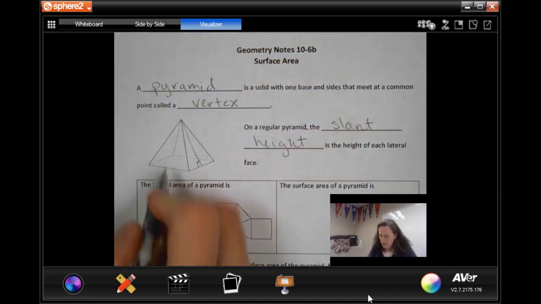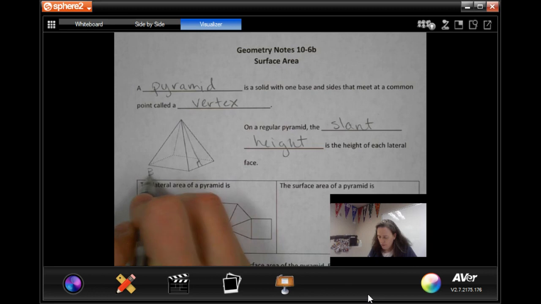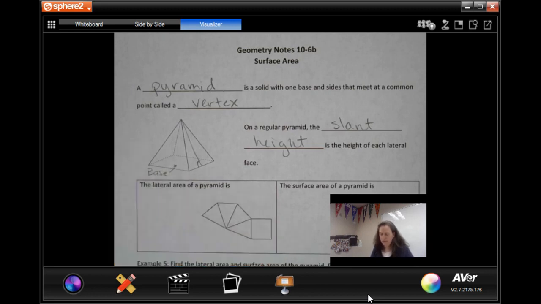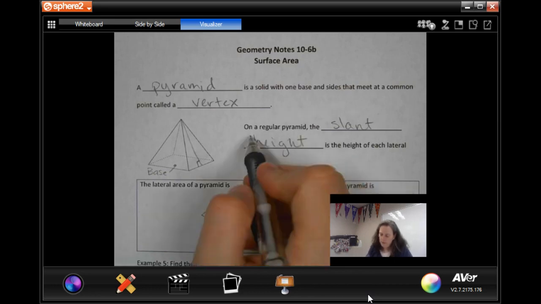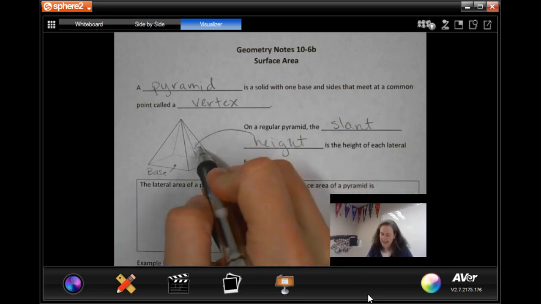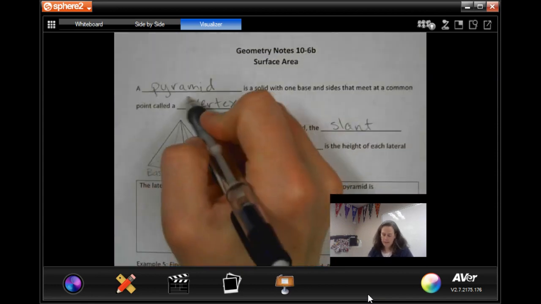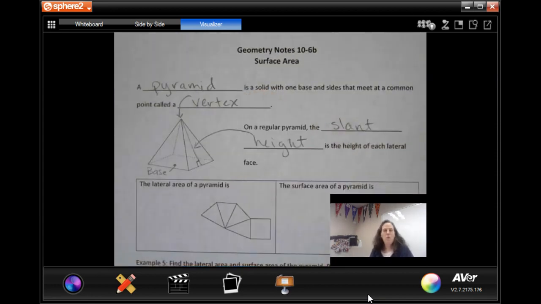So in this pyramid, the base is this square or rectangle down at the bottom. I'm not sure which one it is. So you have to be able to find what's that base and then find that slant height. Okay. And let's put a little arrow here that says that's the slant height. And let's also put a little arrow here to show what the vertex is on our pyramid.